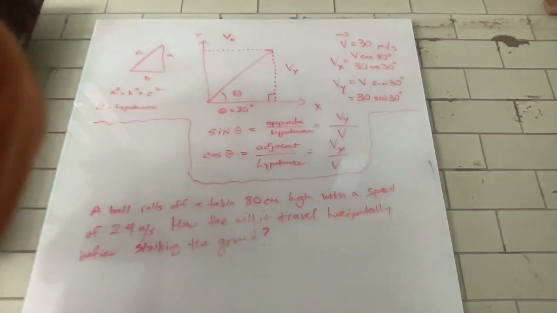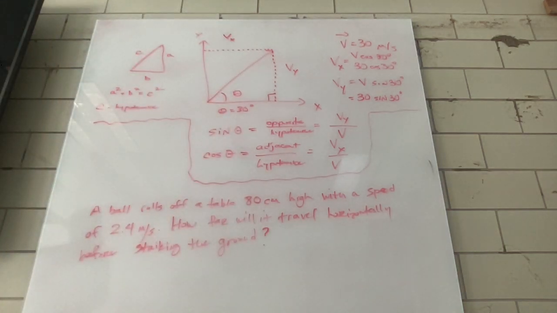Ball rolls off a table 80 centimeters high with a speed of 2.4 meters per second. How far will it travel horizontally before it hits the ground? Right?